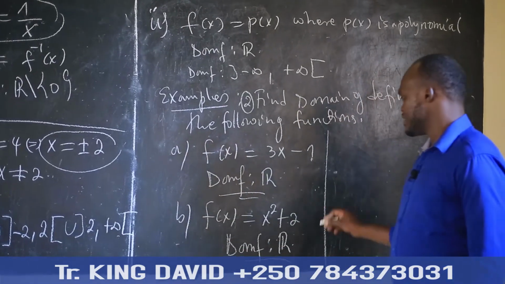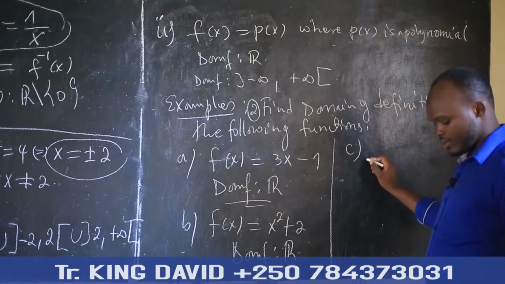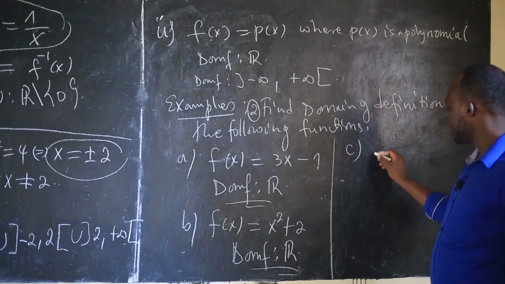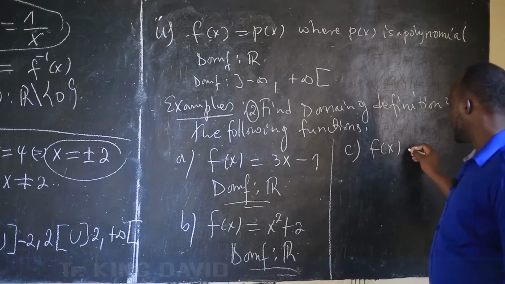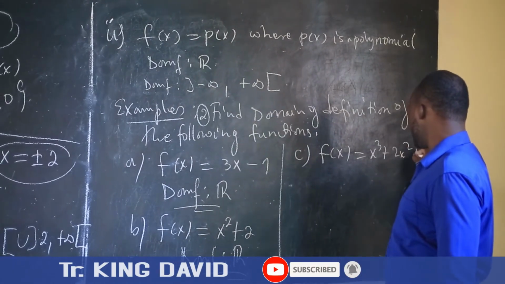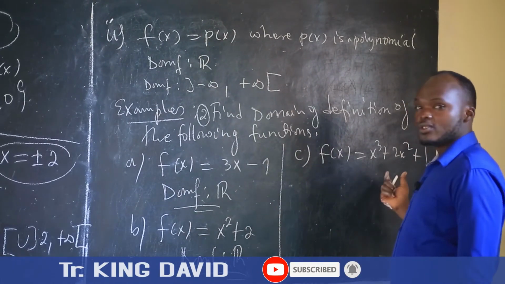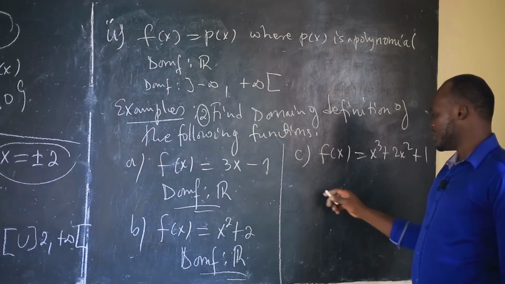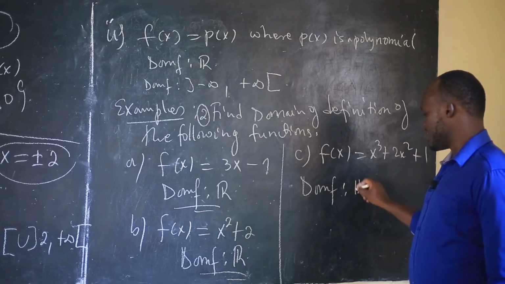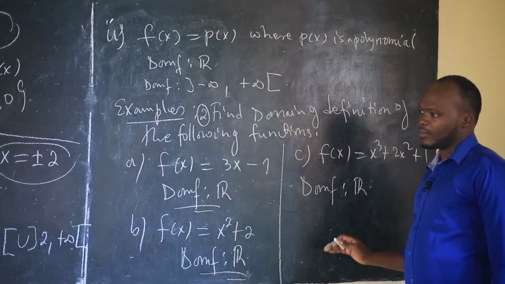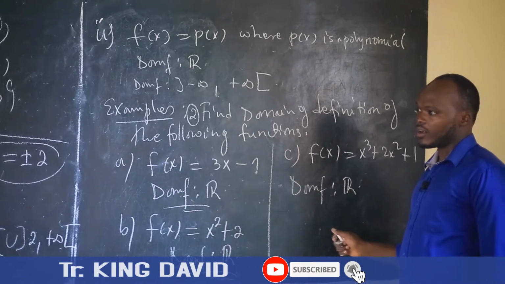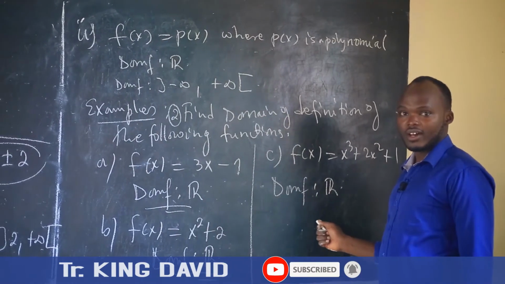So let us see C. Our C also, it is f of x equal to x power 3 plus 2x squared plus 1. So this is also a polynomial, a third degree polynomial. So our dom f also is real number. I think up to now you don't have any question. So let's go to see how we can find other types of the domain.